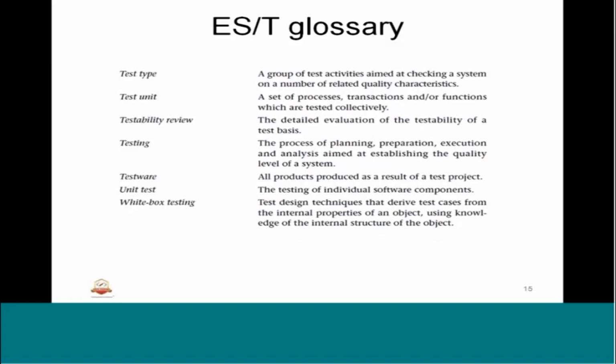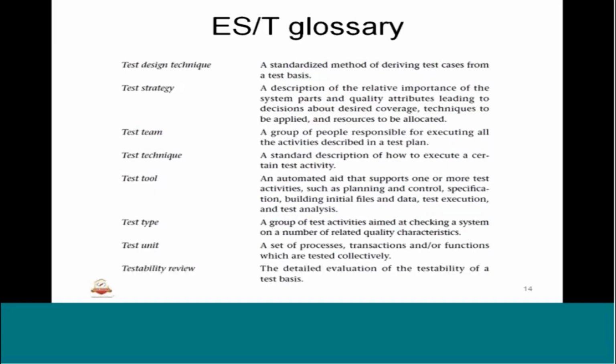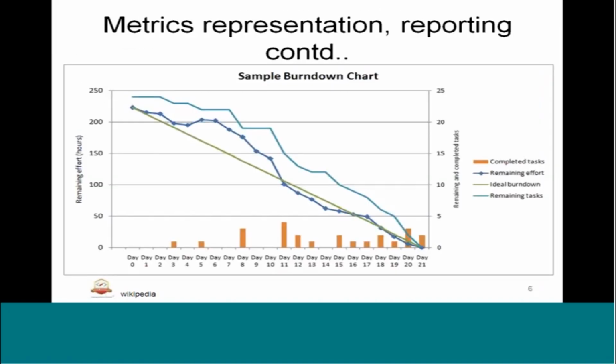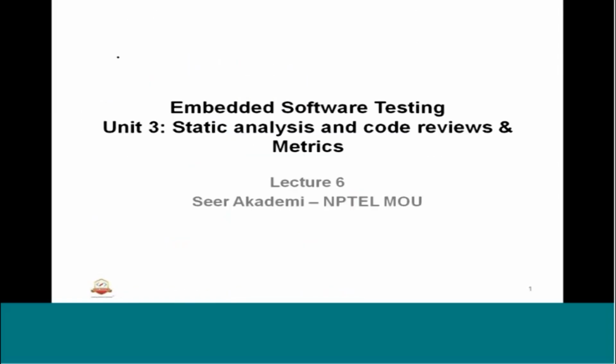Testing, a process of planning, preparation, execution, analysis aimed at establishing the quality level of a system. Testware, all products produced as a result of a test project. Unit testing, testing of individual software components. White box testing, the test design techniques that derive test cases from internal properties of an object using knowledge of the internal structure of the object. So with that we have completed unit 3, test metrics, static analysis and code reviews.